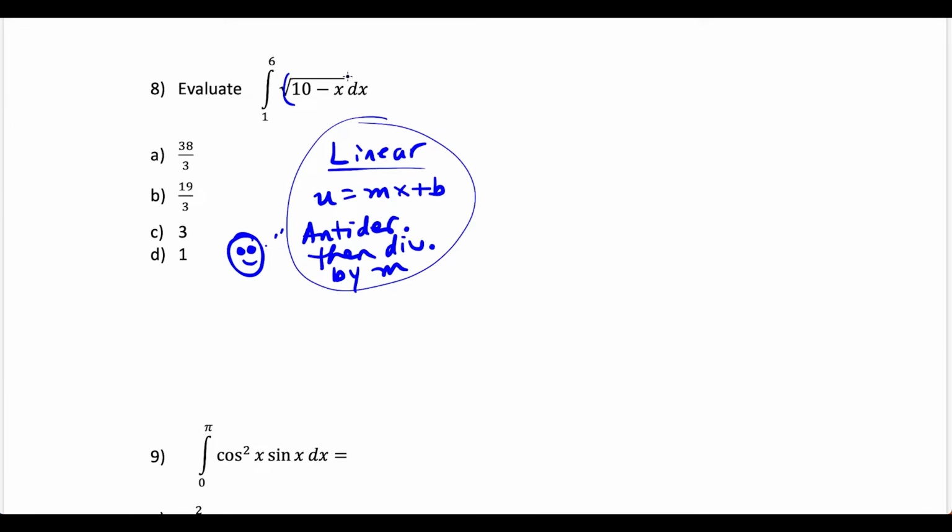In this case, if I want to do this via the shortcut, I'm going to think of the square root as to the power of 1/2. So I start by doing the power rule. I'm going to have 10 minus x to the 1/2 plus 1 is 3/2. The reciprocal of 3 over 2 is 2 over 3, and that goes in front. Now this is the shortcut step. We're going to divide by m. Our m value here is going to be -1 because that's the derivative of 10 minus x. If I divide by -1, that just throws a negative in front. Now I tack on my limits of integration, which are going from 1 to 6.